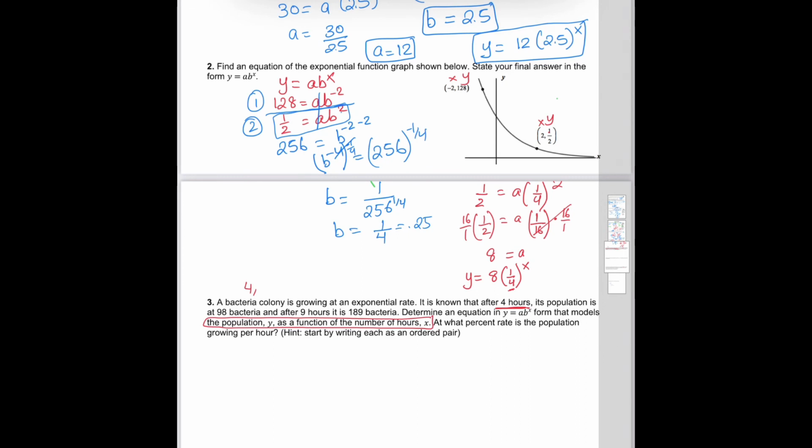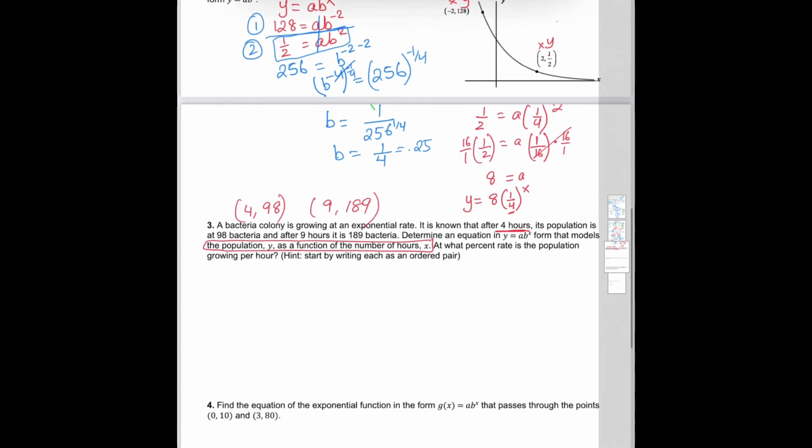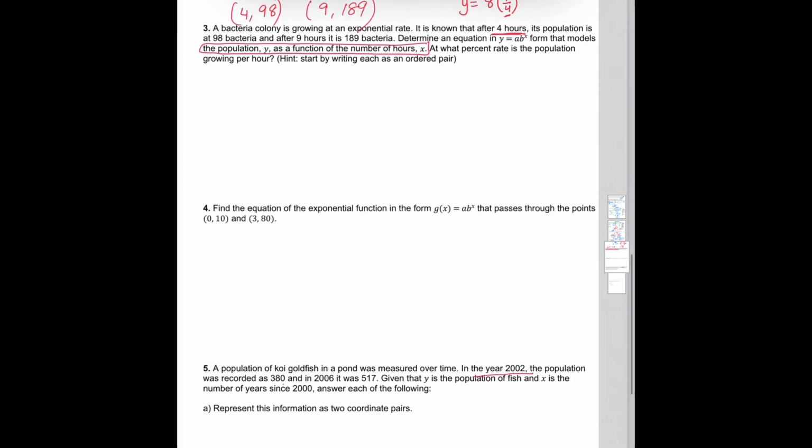So 4 will be your x. So the first point is what? In 4 hours, the population is 98. So that's your first point. The second point is what? 9 hours, it's 189. So that's your second point. So you got your 2 points, and use that similarly to what we did in the other questions to find your a and b.